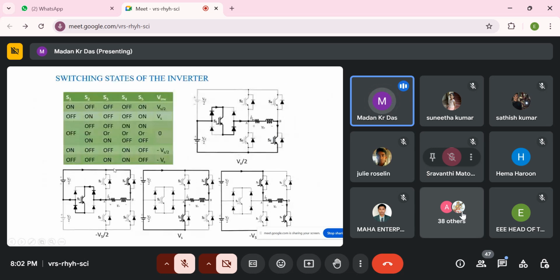Here we have the switching table. When switches S1 and S5 are on, then we get VDC by 2. When switches S2 and S5 are on, then VDC. And this is the redundancy path for 0. There are two redundancy paths here. We have discussed the redundancy path.